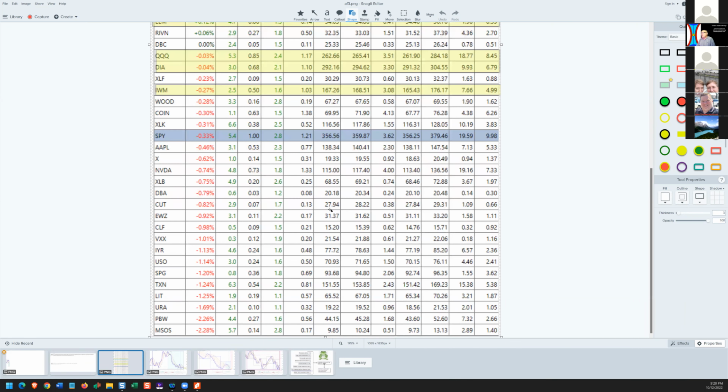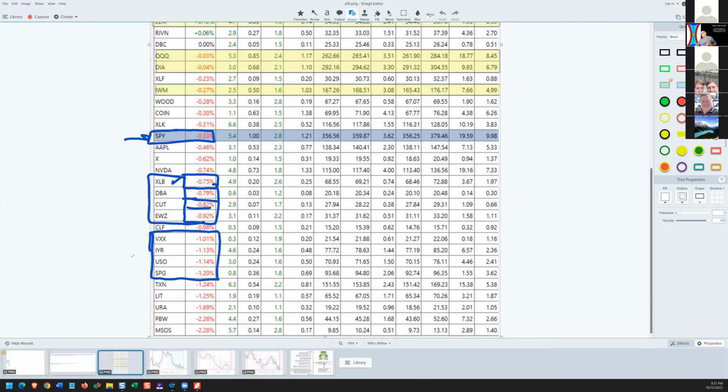All right, let's look at the underperformers. Here again is the S&P, our baseline at 0.33. So you've got materials at 0.75. Agriculture, lumber, and Brazil down to 0.92. You got the VIX, real estate, oil, commercial real estate down to minus 1.2.